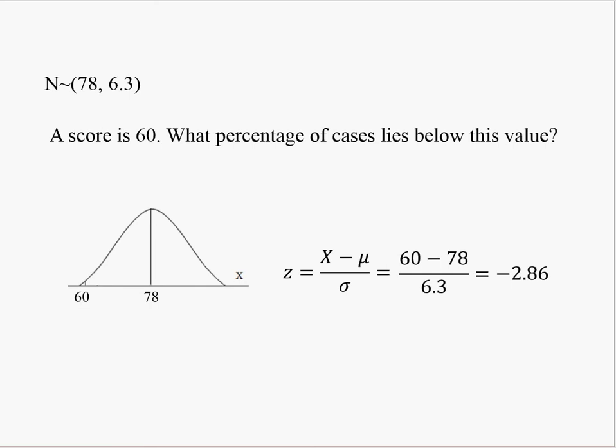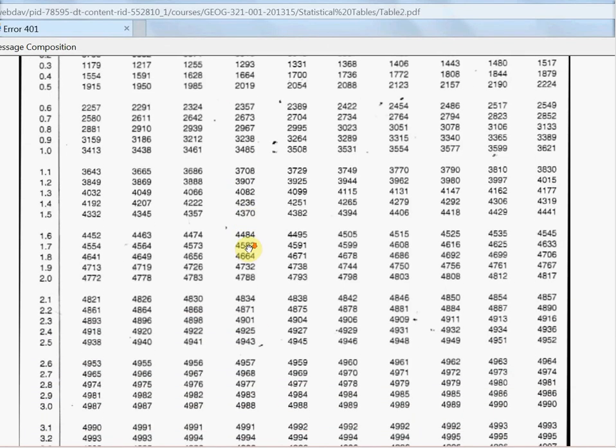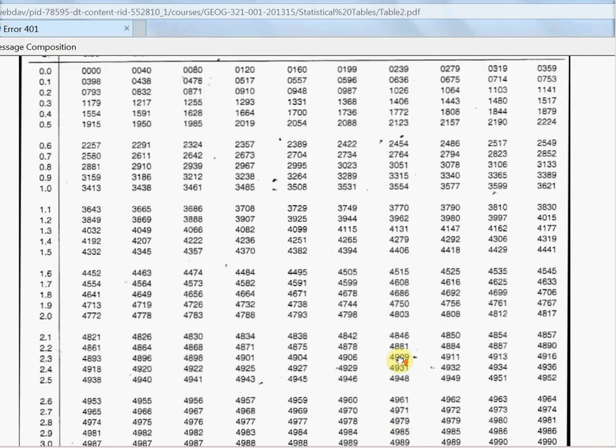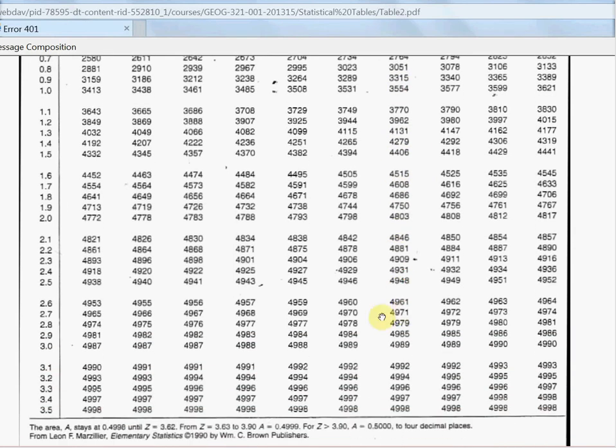Now let's go to the normal table. 2.86 is right here, because that's the heading with 0.06. 2.86 gives 49.79.